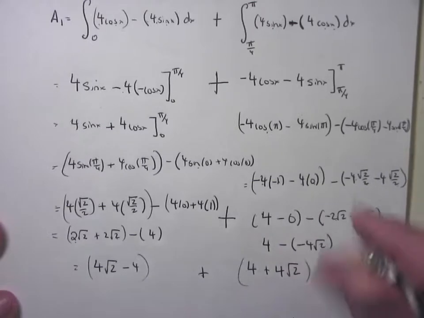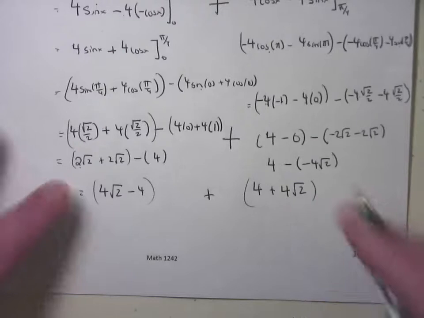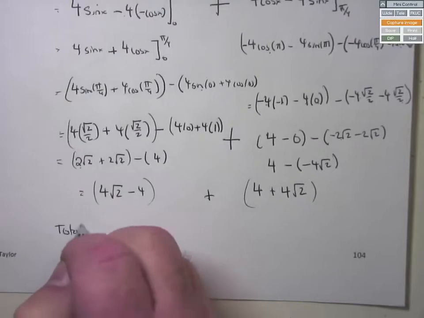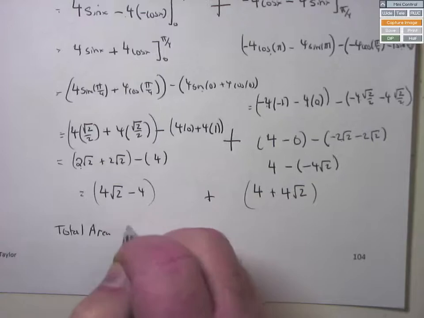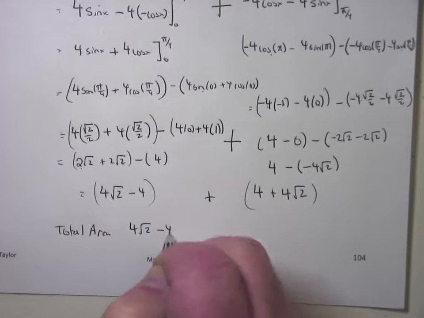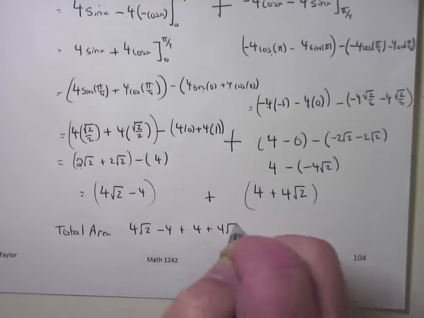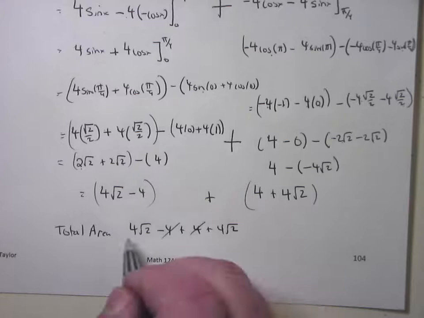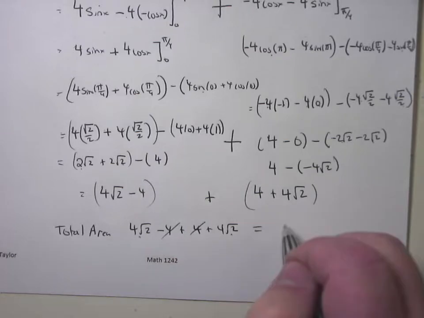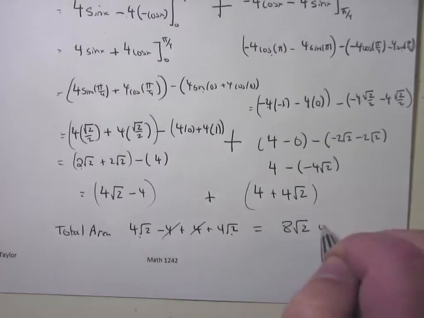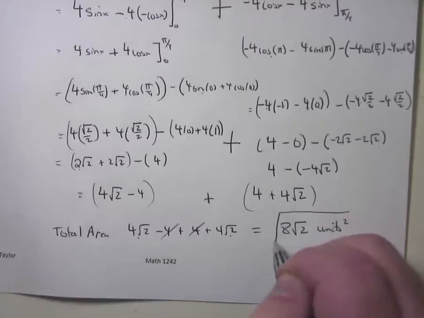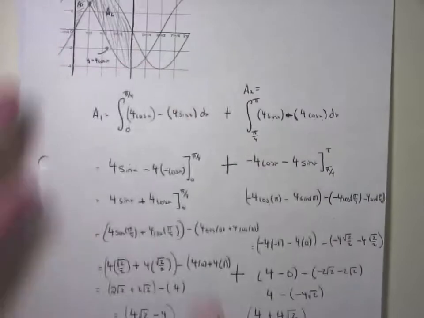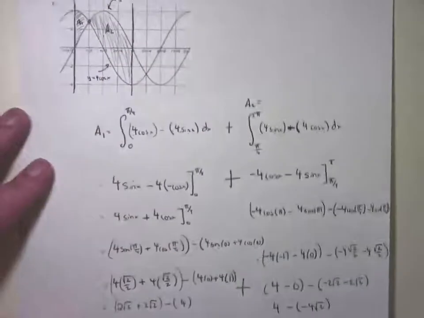Cleaning up this part. Now to get my total area, what do I have to do? My total area would be 4 square roots of 2 minus 4 plus 4 plus 4 square roots of 2. The minus 4 plus 4 cancels, adding these two areas together. And 4 square roots of 2 plus 4 square roots of 2 is 8 square roots of 2 units squared. That is the area that is captured between these two curves, representing the two shaded regions right here. It is 8 square roots of 2.